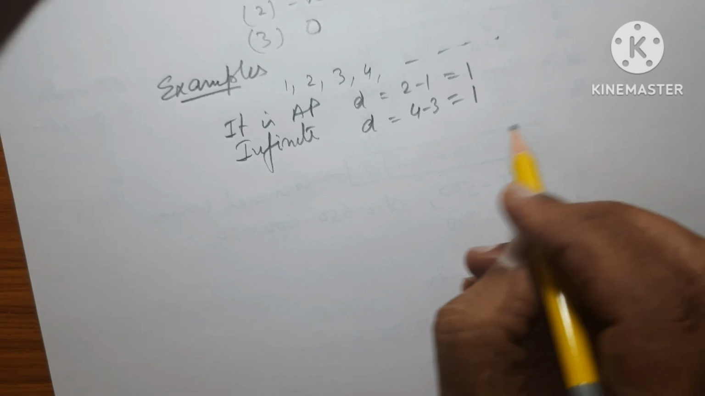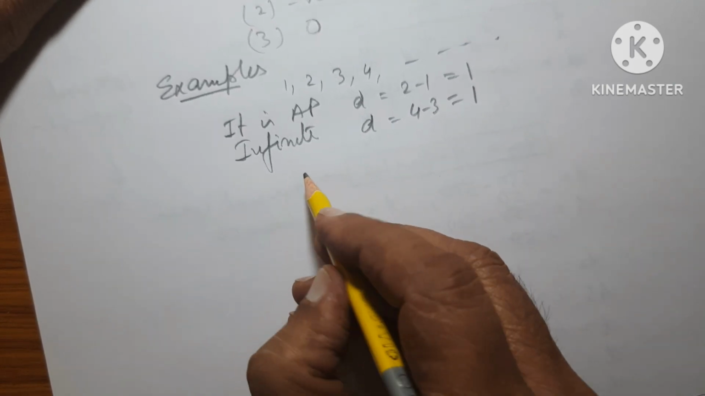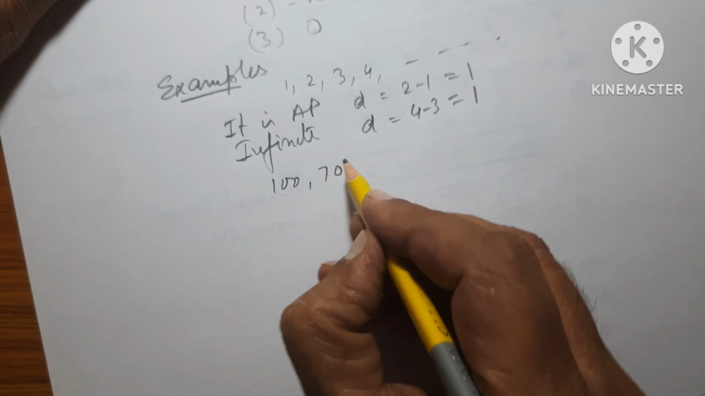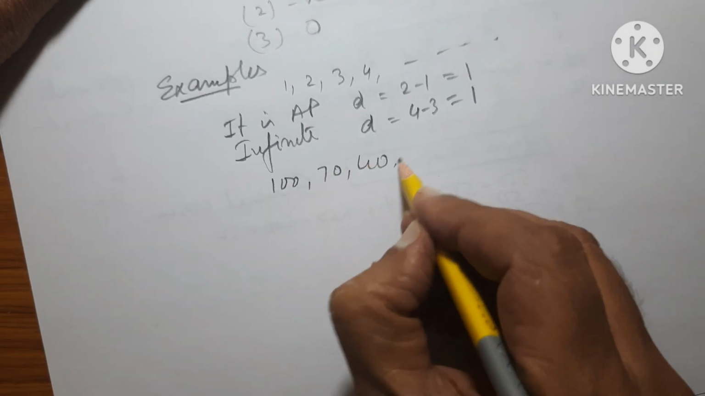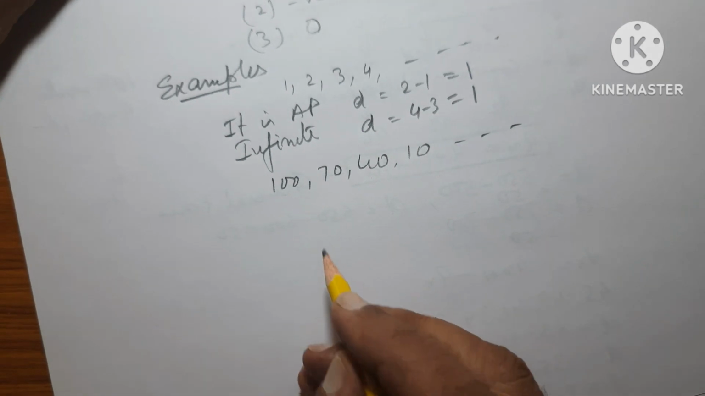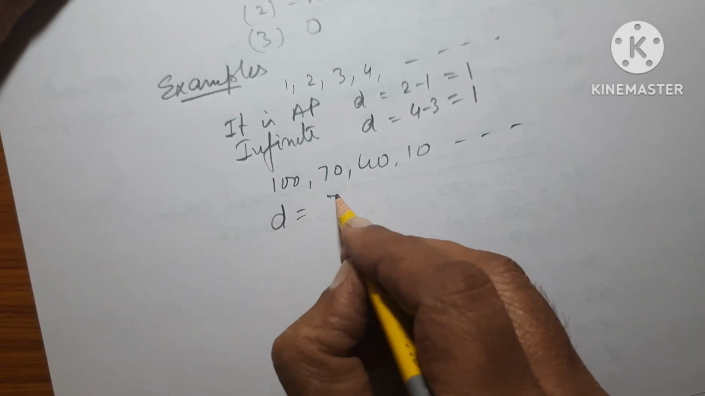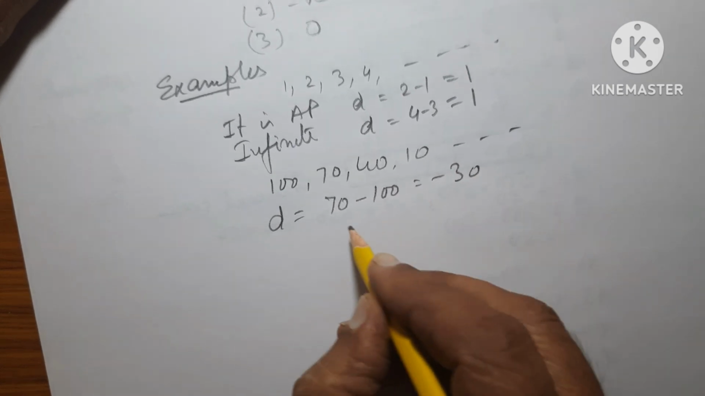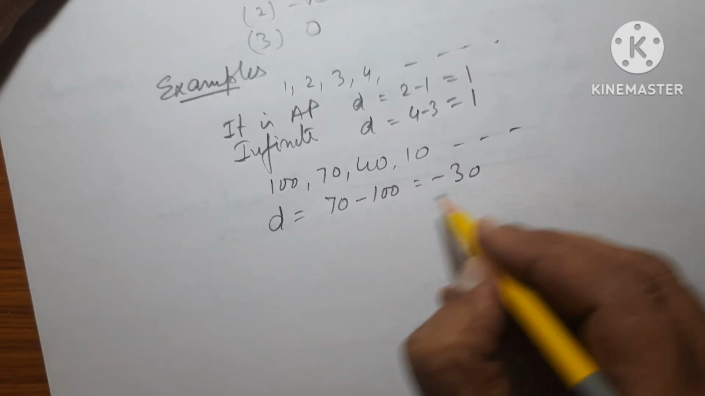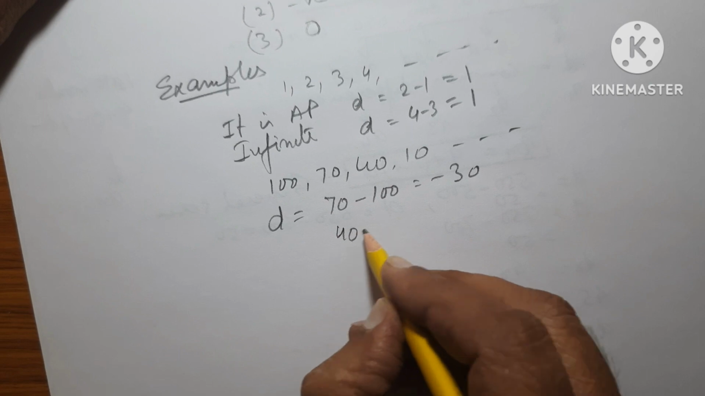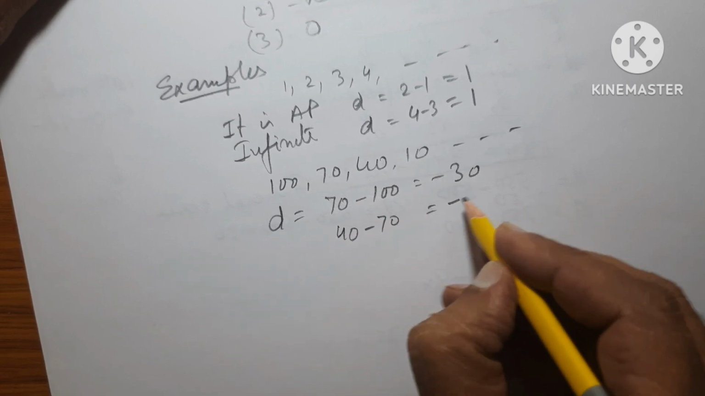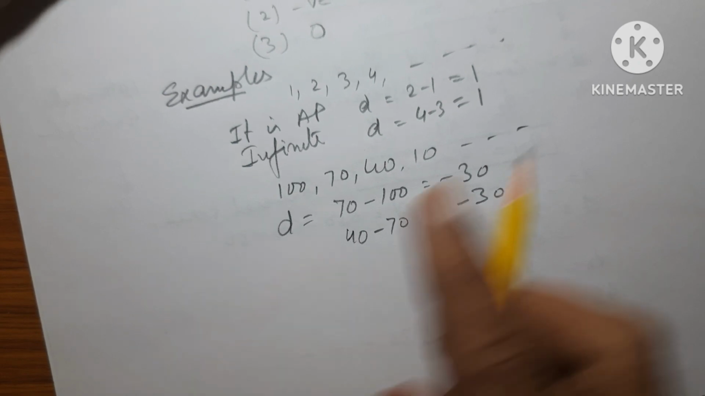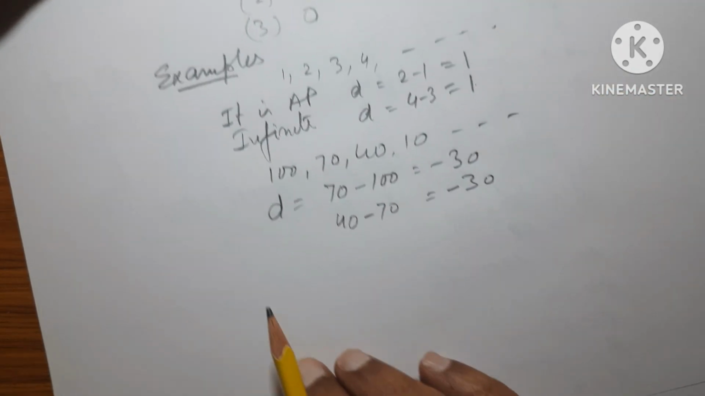Okay. Or I can take another example, 100, 70, 40, 10 and so on. d is equal to 70 minus 100. It is equal to minus 30. Or you can also find d as 40 minus 70. It is equal to minus 30. So this is a reducing AP, and d is minus. Here d is plus. Here d is minus.